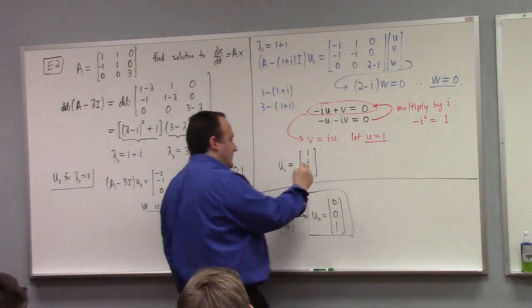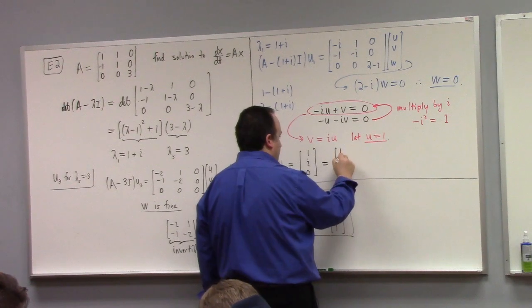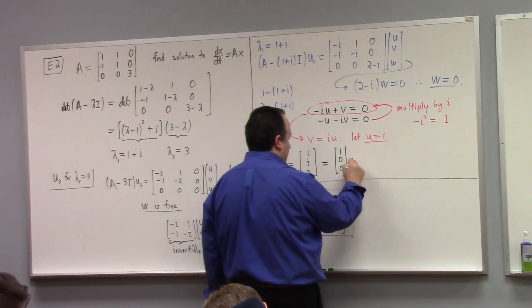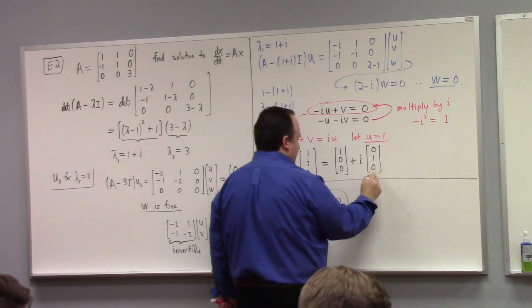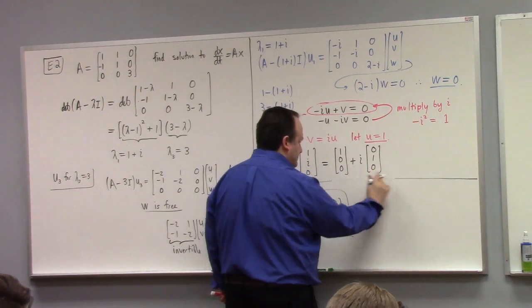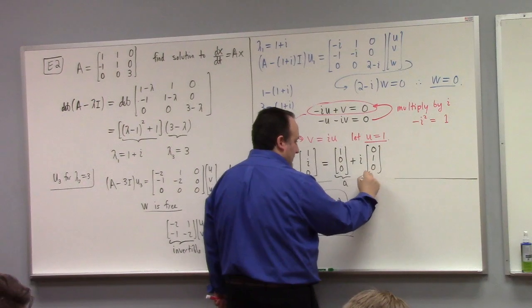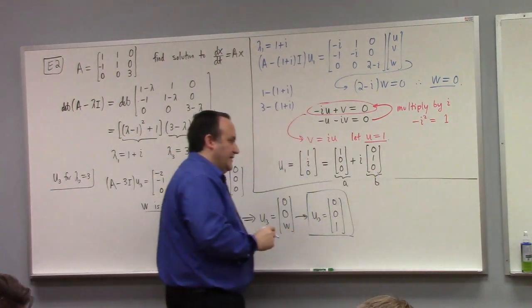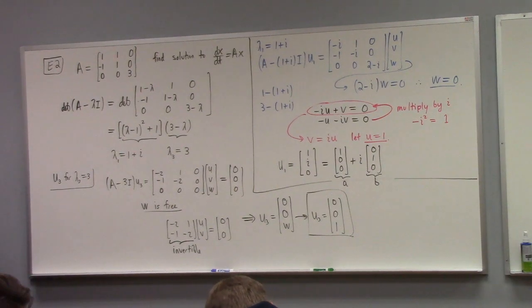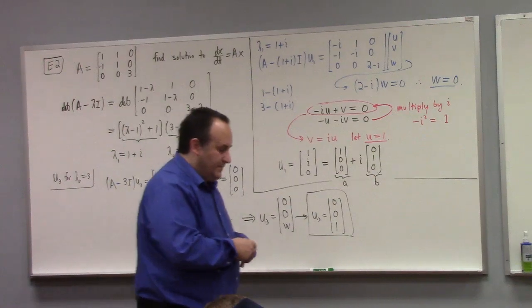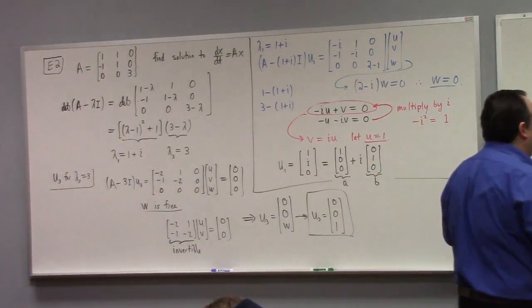And that gives me (1, 0, 0) plus i times (0, 1, 0). Man, this problem is really nice. This right here is a, this right here is b, in the nomenclature I introduced last class. a and b being the real and the imaginary parts of the complex eigenvector, respectively. Now that we have all this, we can write the solutions down.